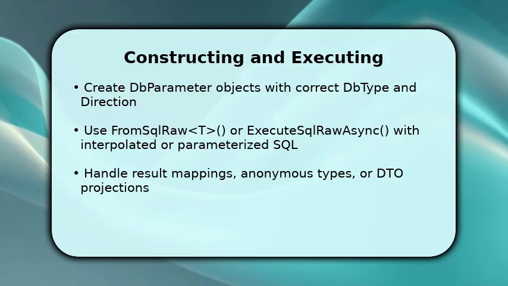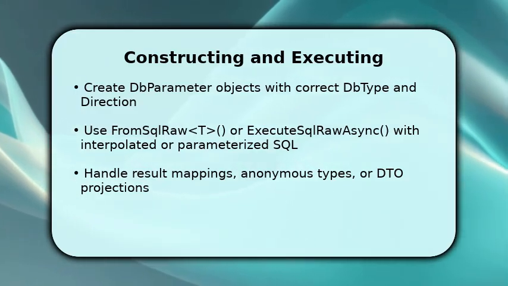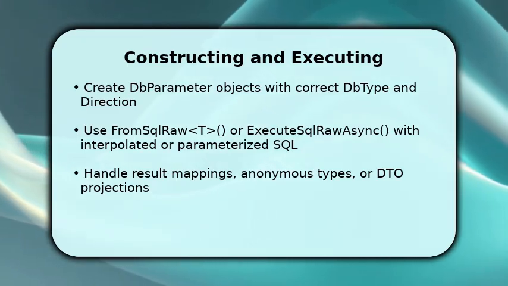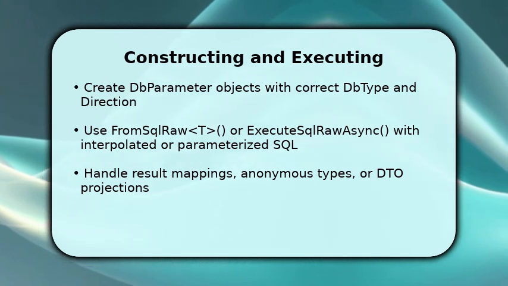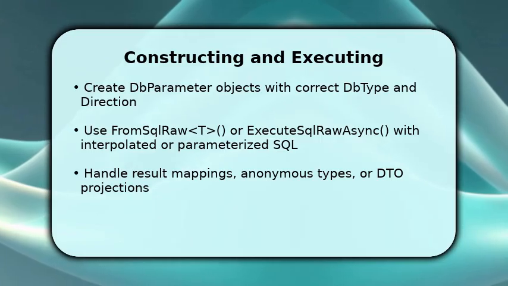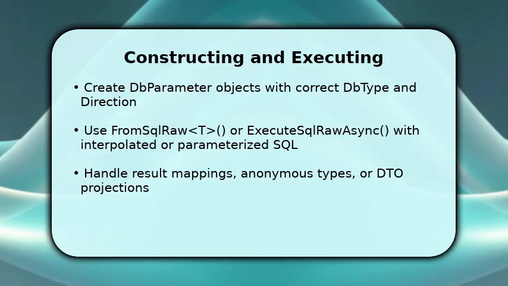with ToListAsync. If non-query, call context.Database.ExecuteSqlRawAsync. For mixed results, project into DTOs with context.Database.SqlQuery, or do ADO.NET reader inside a raw connection. Also wrap calls in transactions when atomicity is required, and dispose parameters after use.